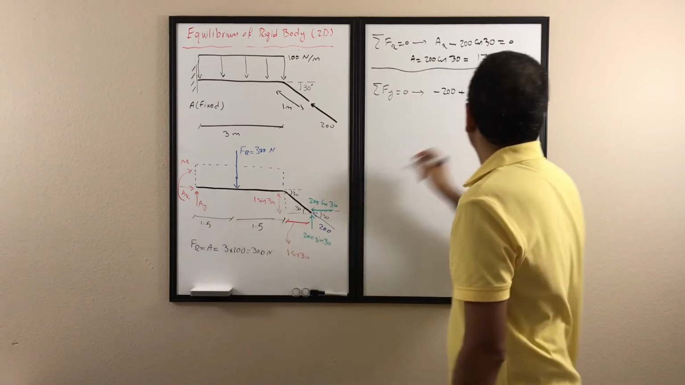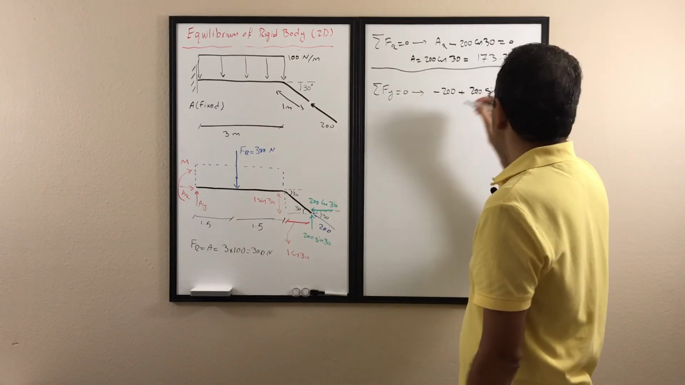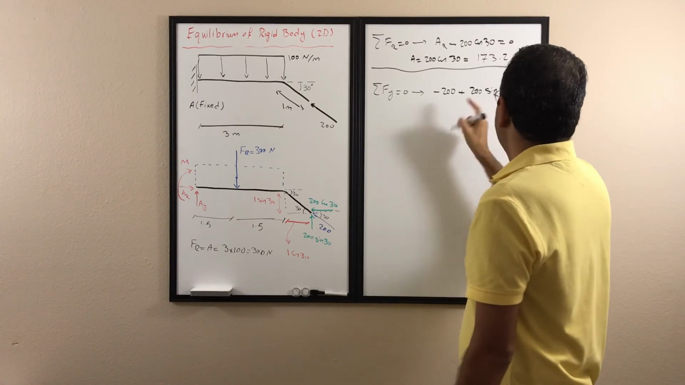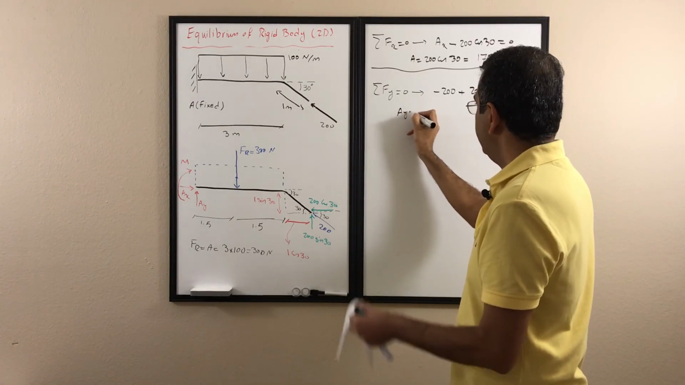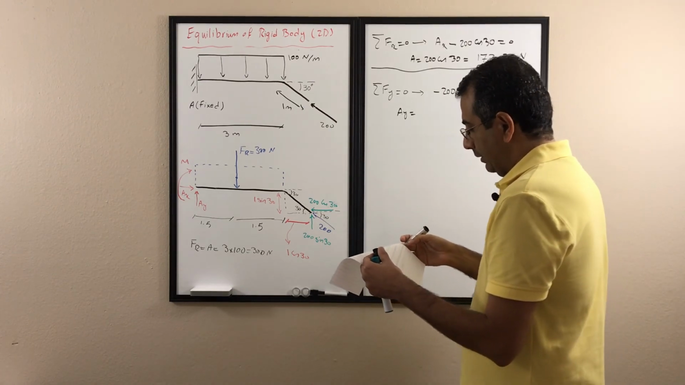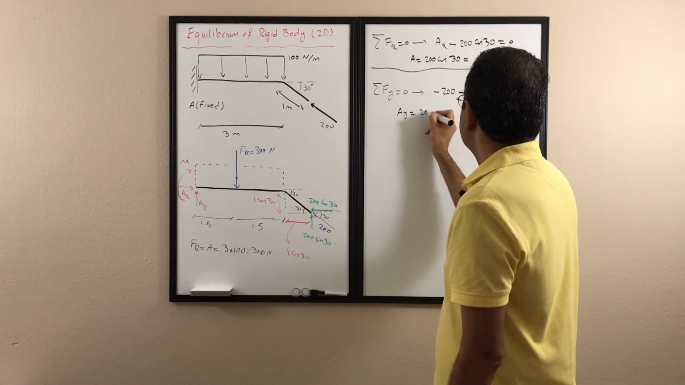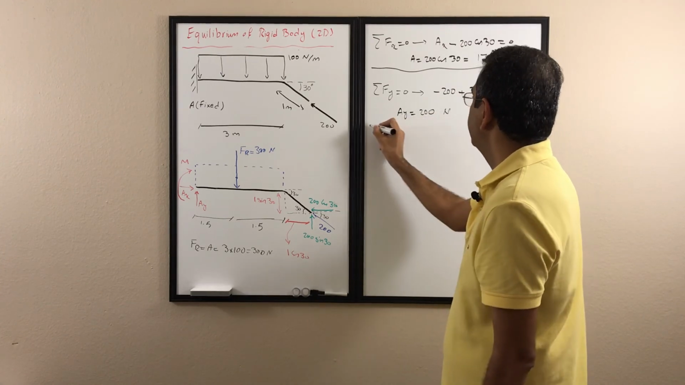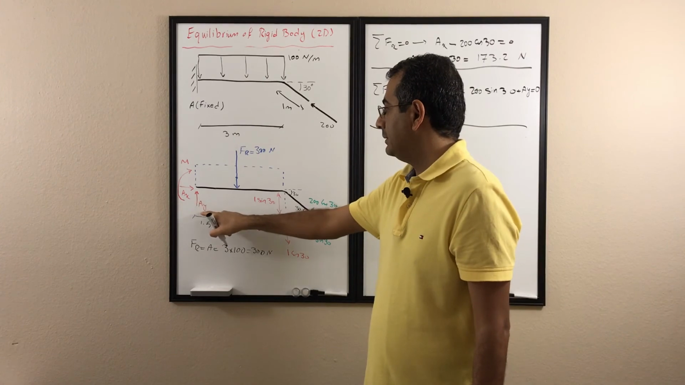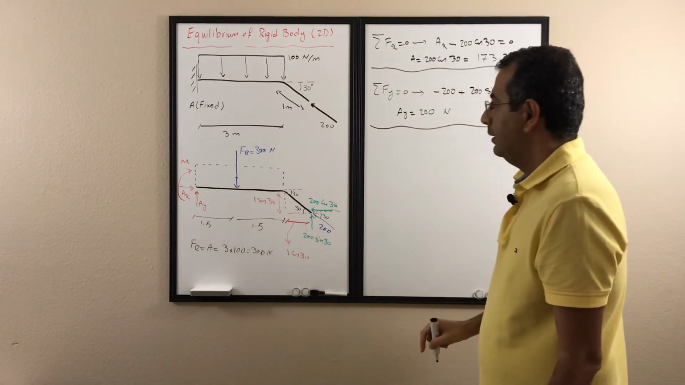And then I have the Ay, which is going upward, is also plus. Ay is 0. And if I solve that equation, because the only unknown is Ay, it's going to give me Ay equal to 200 Newton. So I already found Ax and Ay, so I need to find the moment.